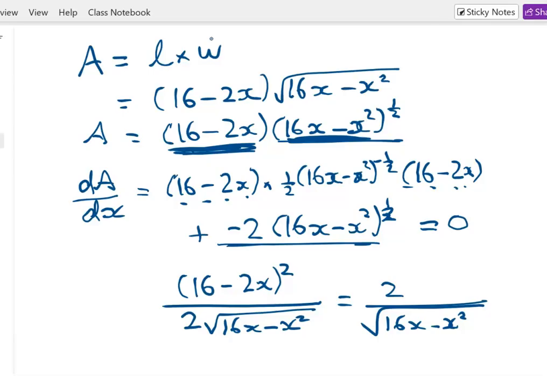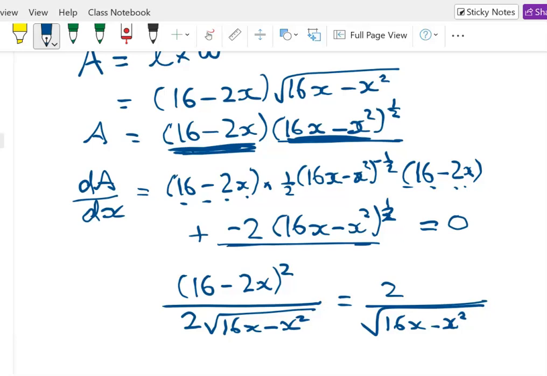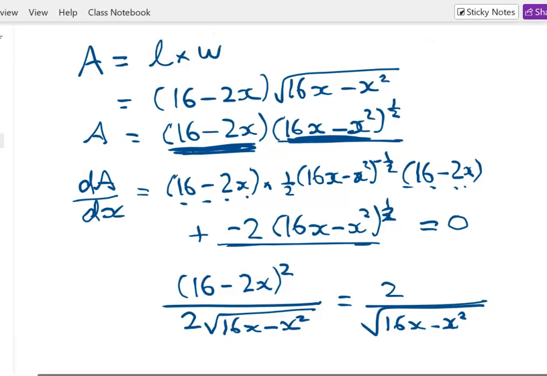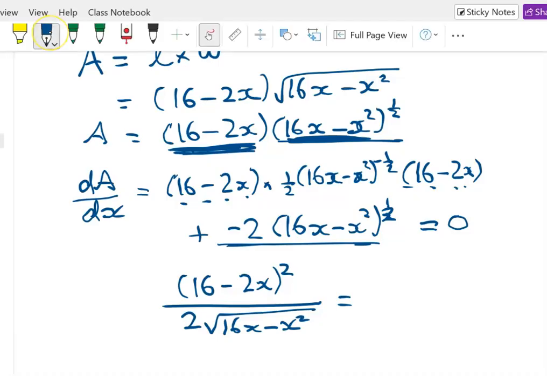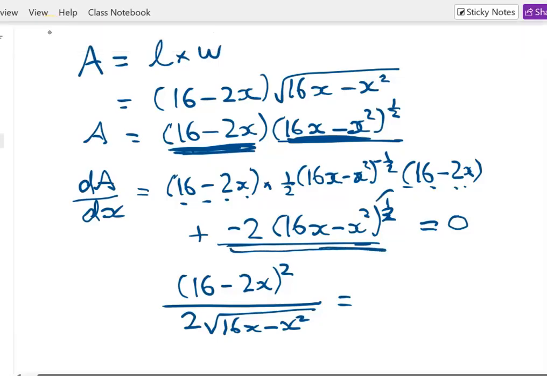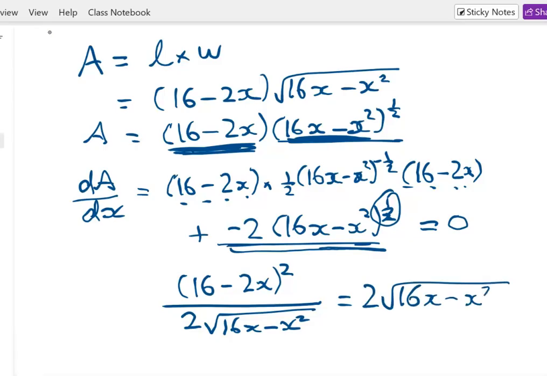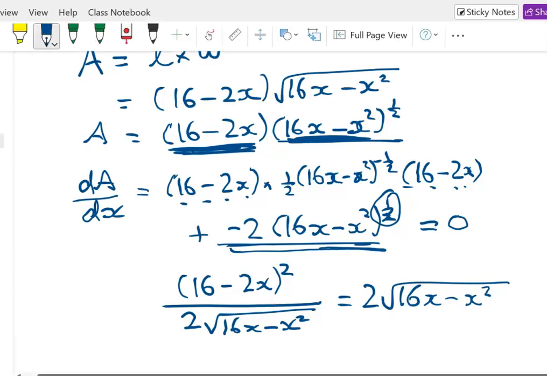Because I have got, that's not right. Just let me erase that. I have not got a negative power there. I've got a positive power. Okay, let's just slow down a bit. Right, so in here, this is just to the power of a half. So we've got equals 2 root 16x minus x squared. Okay, that's much better.